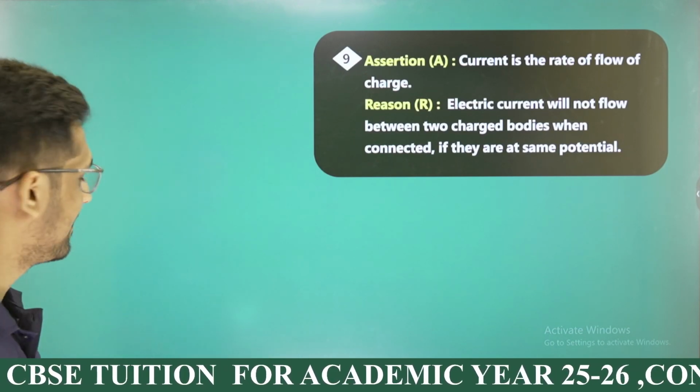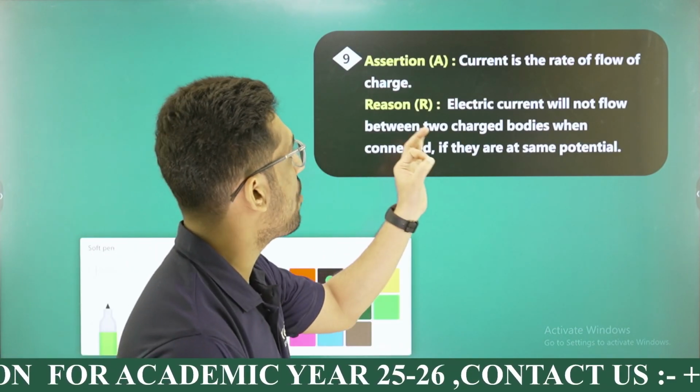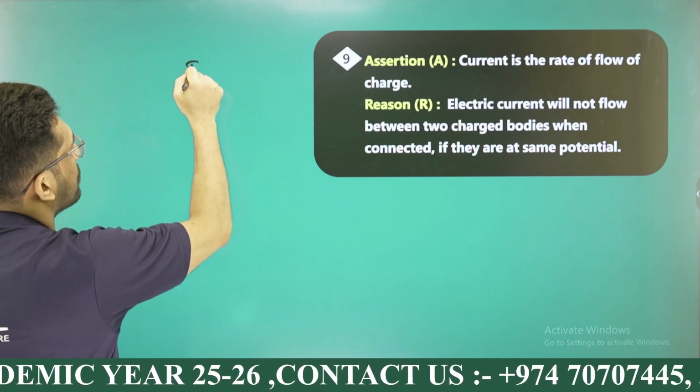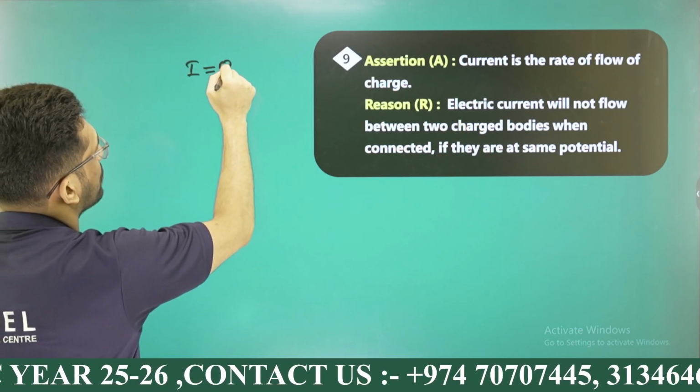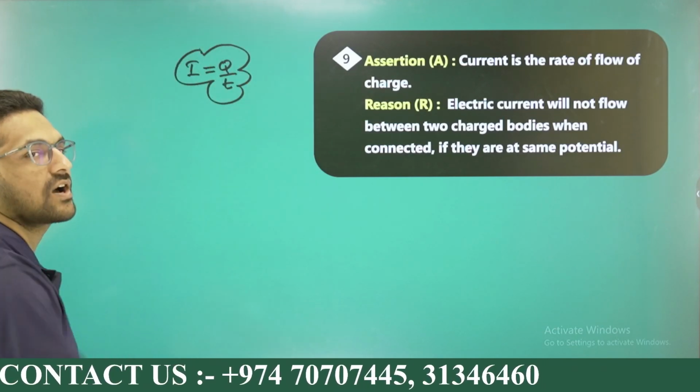What is that? Read it. The current is the rate of flow of charge. I am going to write the equation for current. Equation for current, I is equal to Q by T. This is the equation of current, isn't it?